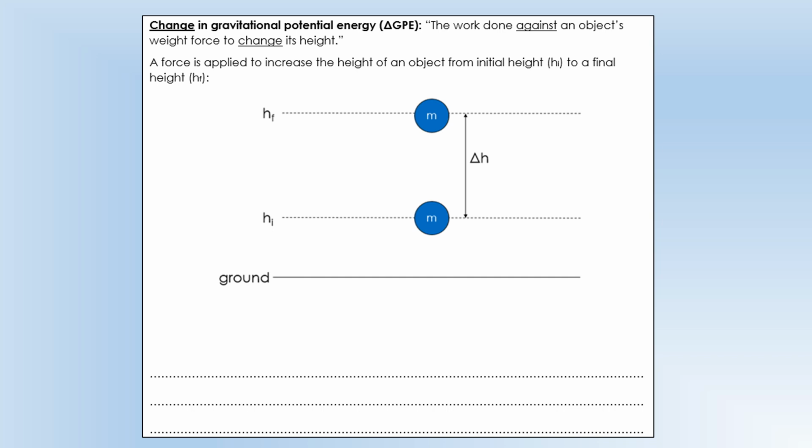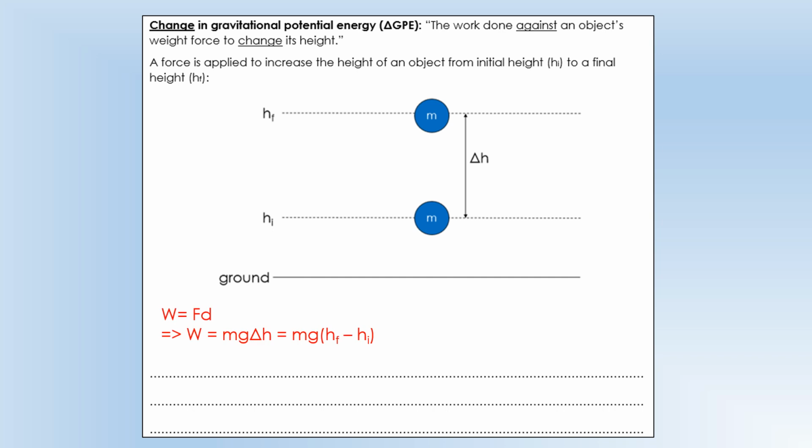So when we say change in gravitational potential energy, what we really mean is the work done against an object's weight force to change its height. So you can see if we're moving upwards, we're doing work against an object's weight force, and we say that we've increased that object's gravitational potential energy. Okay, so if it goes from an initial height to a final height, we could call that delta H.